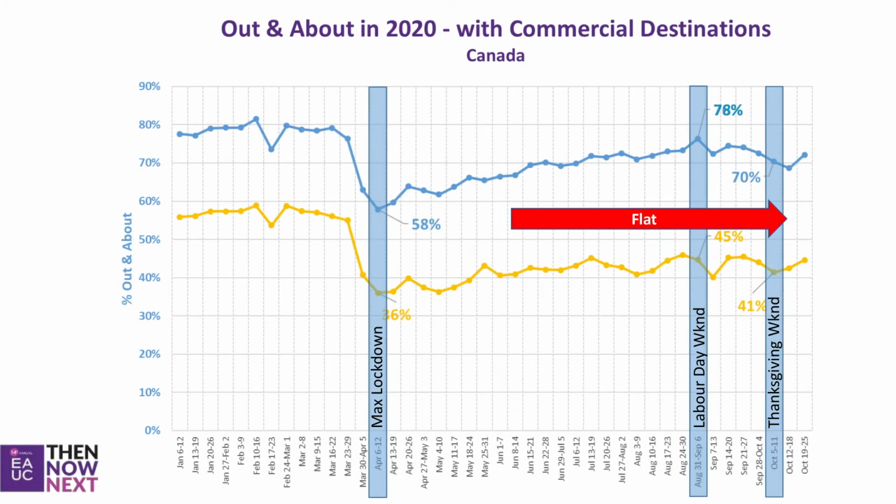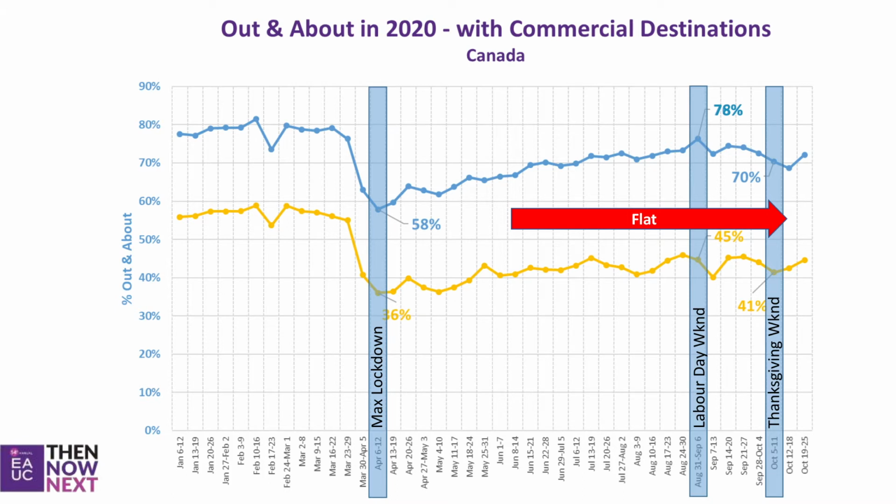Out and About can also measure trip purpose. We look at things like commuting to work or school, visiting recreation spaces, commercial visits. This all helps understand why people are going out and what the trends are for different types of activities.